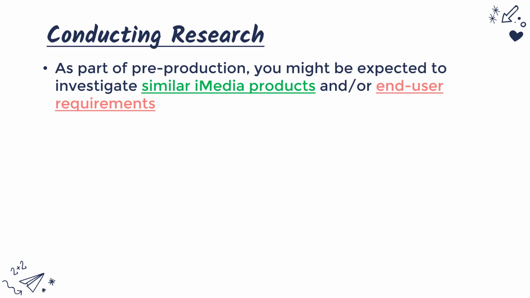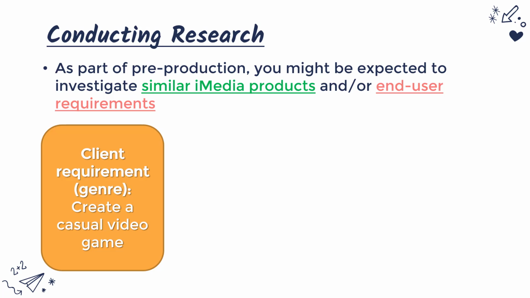So the benefit of investigating similar iMedia products is you can potentially get some ideas, figure out their strengths and their weaknesses. And an end user requirement is different to a client requirement, because a client requirement might be something like, well, they want you to, as part of this process, create a casual video game. Casual video game being sort of a genre, right? You could have a horror video game, you could have a shooter video game. So that's what the client wants.